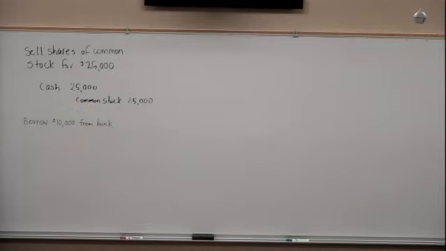We borrow $10,000 from the bank. So as we think about this, we think about the accounts that are affected and what happens to the balance. If we borrow 10,000 from the bank, what do we get from the bank? 10K in cash. So what goes up? Cash. And how do we make cash go up? Debit cash.